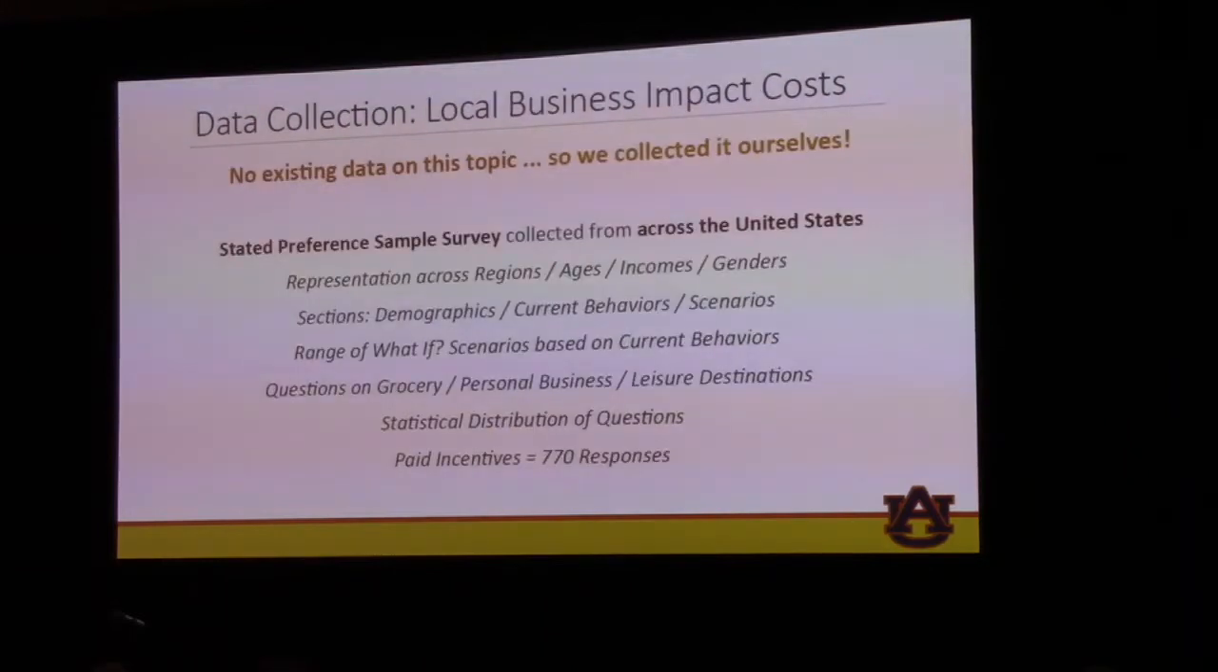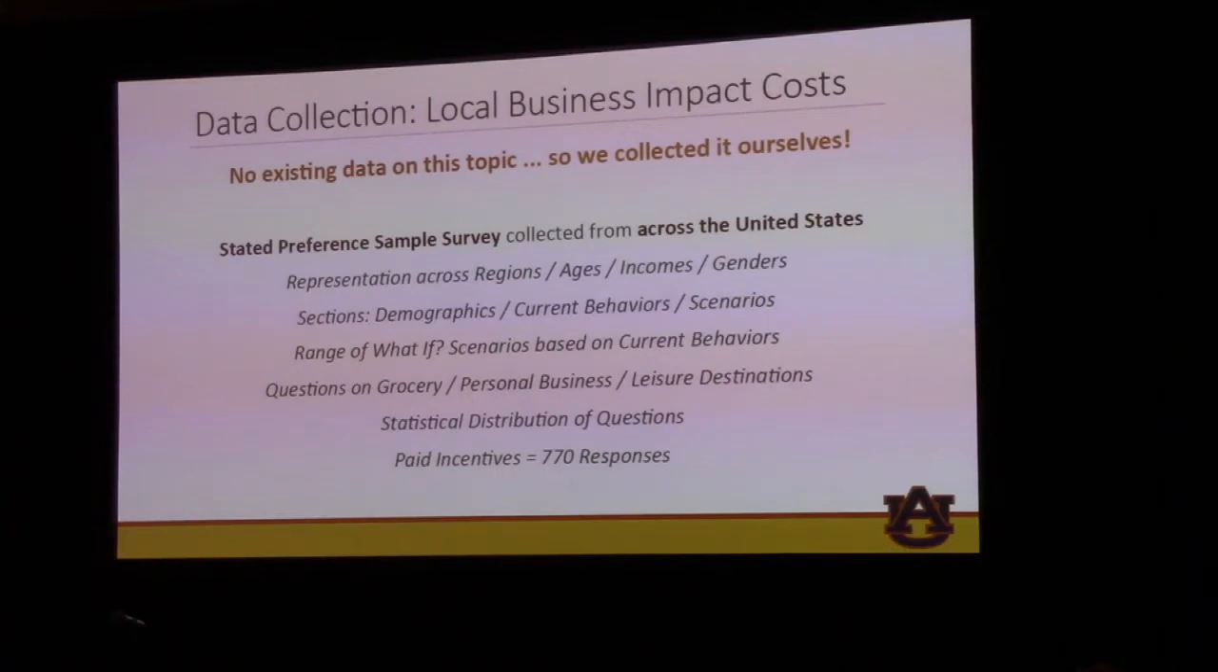And then the third category of data collection was our local business impact costs. In this case, we had nothing to work off of. There were no existing databases for us to go to, so we had to generate our own information. And I thought this was actually the most fun piece of the project. So we developed a stated preference representative sample survey, and that's geek speak for saying that we asked people about trips that they had made and then gave them hypothetical scenarios to say, well, what if we threw a work zone at you that affected your travel and how would it impact your trip?